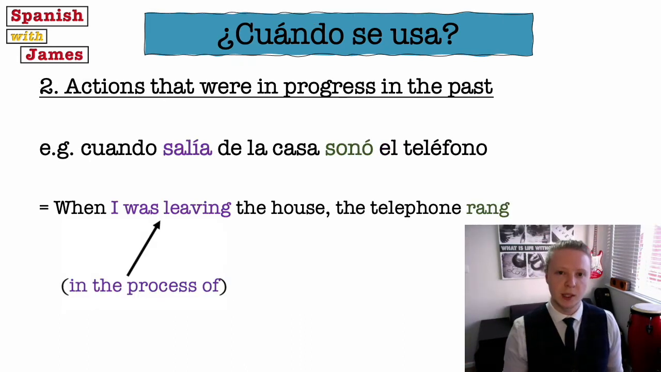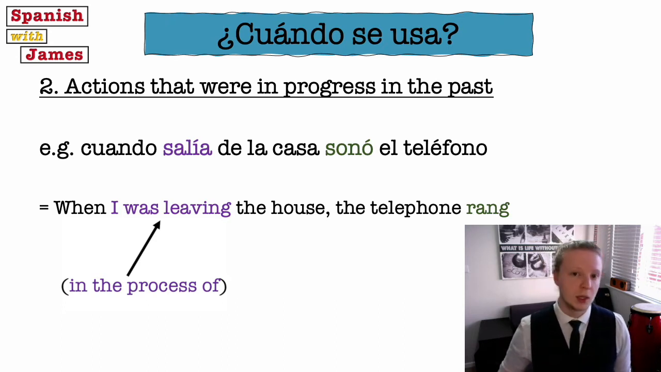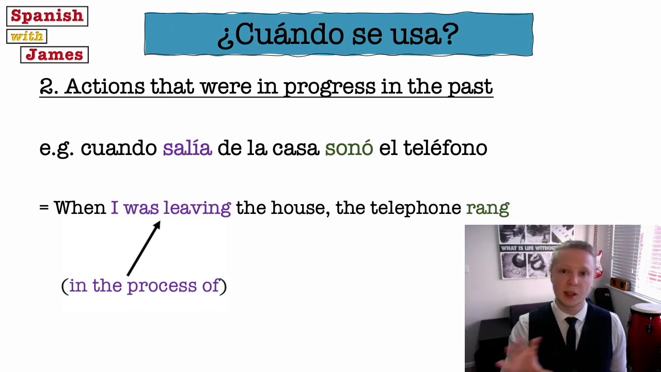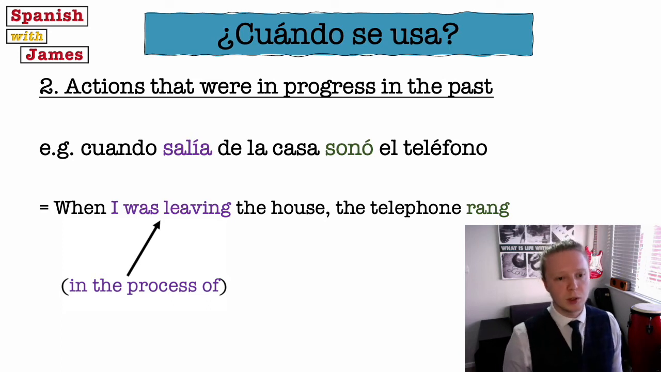Now the second main case of where we use the imperfect is for actions that were in progress in the past. This is where you might see the imperfect and the preterite used side by side quite a lot. For example, cuando salía de la casa, sonó el teléfono. When I was leaving the house, the telephone rang. Or we can think of it as when I was in the process of leaving the house.